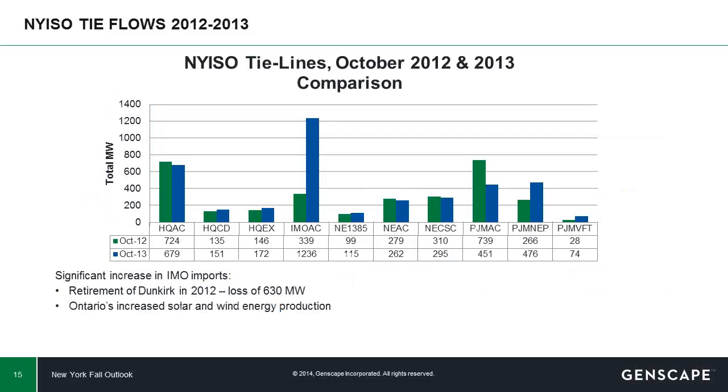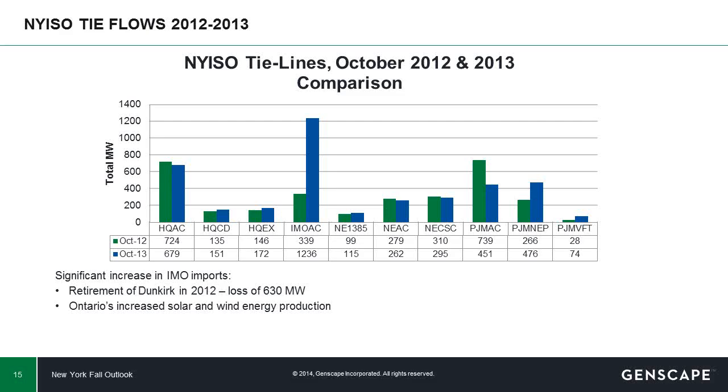Moving on now, we're going to take a look at the historical tie lines, what we can expect for import-exports over the next 2 months. So here we have the October comparison. One thing to notice here is the big increase in IMO from 2012 to 2013. That has to do with the retirement of Dunkirk, a loss of basically base load out in Zone A, as well as some changes on Ontario's side, them becoming a little more efficient, flowing some more power in. The basic story there is that we do expect those strong flows to continue into this upcoming October.